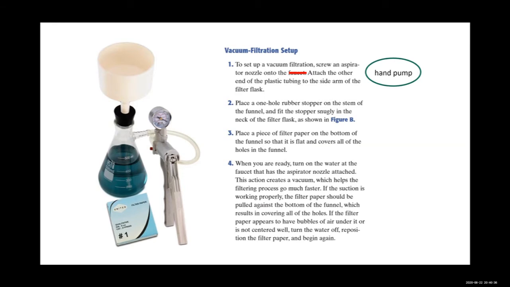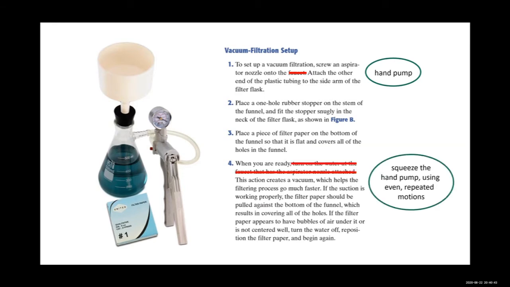Place a piece of filter paper on the bottom of the funnel so that it is flat and covers all of the holes in the funnel. When you are ready, squeeze the hand pump using even repeated motions. This creates a vacuum which helps the filtering process go much faster. If the suction is working properly, the filter paper should be pulled against the bottom of the funnel, which results in a covering of all the holes.